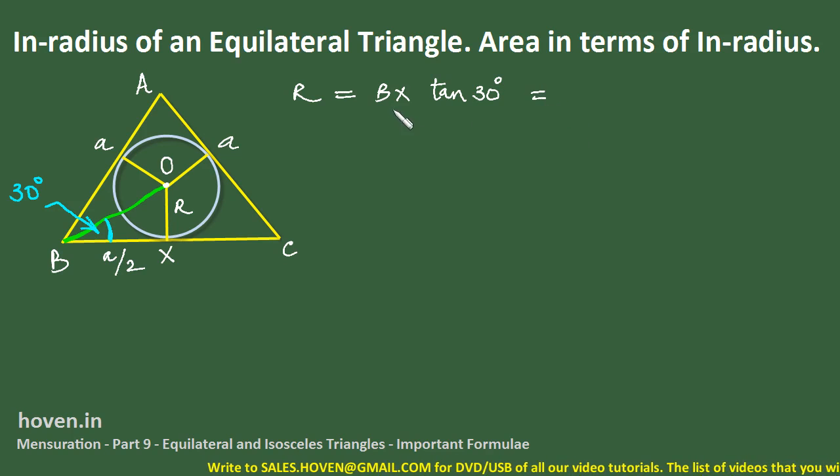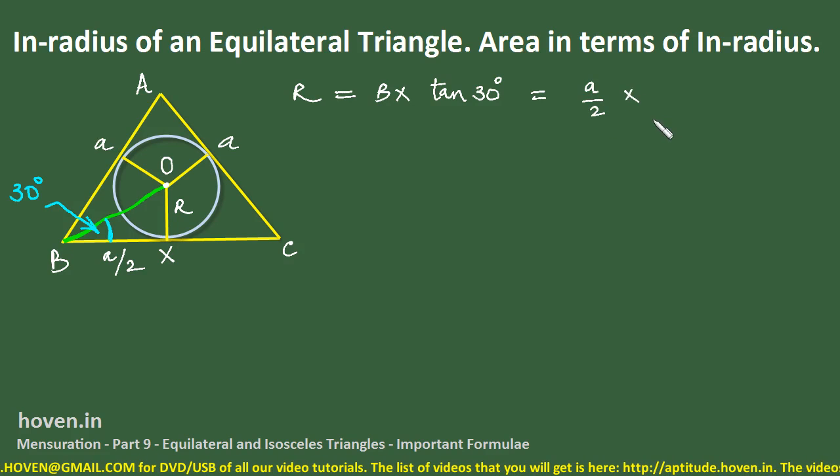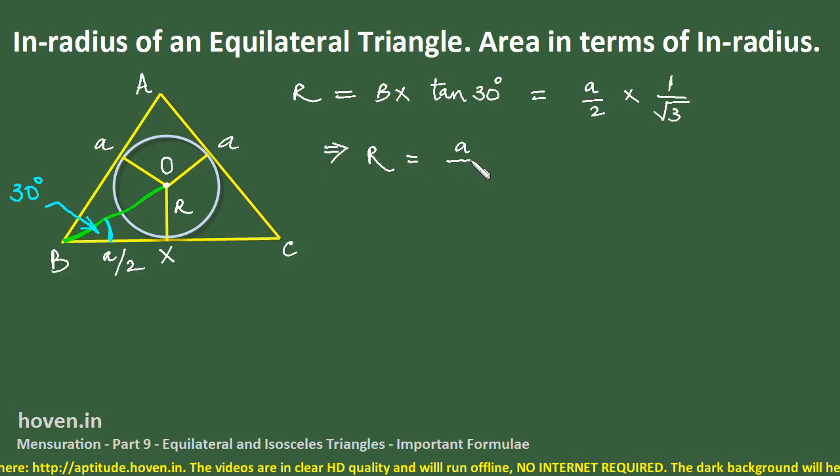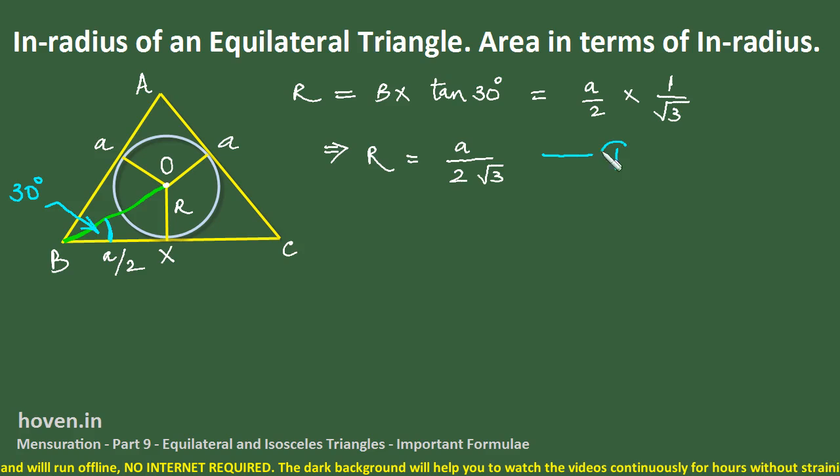Since the base is this half portion, it will be written as a by 2 multiplied by tan of 30, which is known to be 1 by square root of 3. So, which implies the inradius is equal to a by 2 square root of 3 for an equilateral triangle. This is one formula that you can keep in your mind.